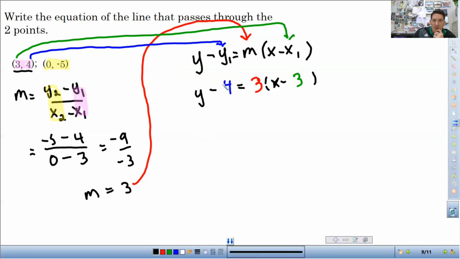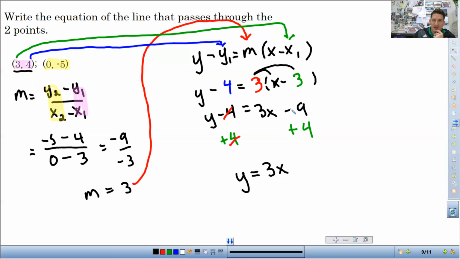All right, so I'm going to distribute to solve for y. So 3 times x is 3x minus 3 times 3 is 9. And then finish solving. You need to move that -4 to the other side. So I'm going to add 4 to both sides. This cancels out and I get y is equal to 3x. Negative 9 plus 4 is negative 5.